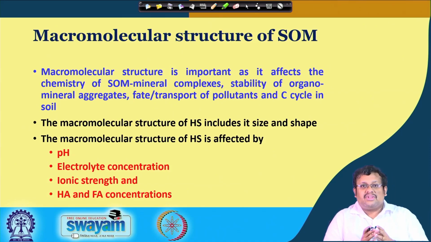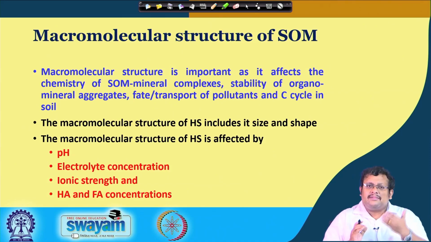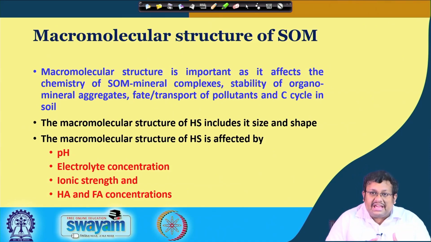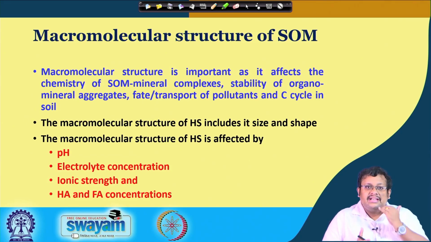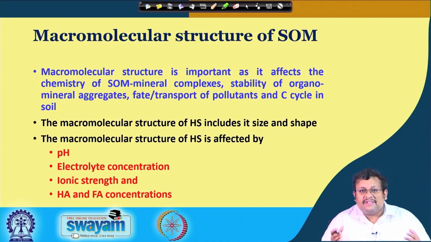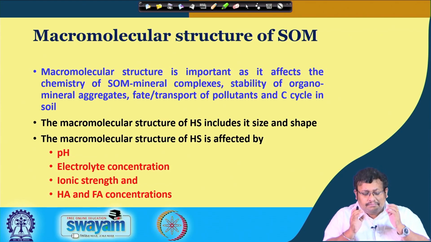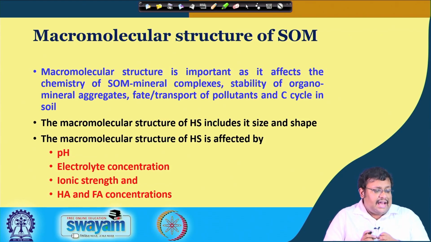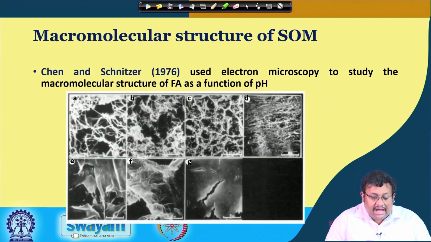The macromolecular structure which we are going to discuss is basically affected by several parameters. First of all is pH, second is electrolyte concentration, third is ionic strength, and fourth is humic acid and fulvic acid concentration. We will see how by changing these 4 different factors we can see different types of macromolecular structure. Sometimes we will see some fibrous structures, sometimes some round structures and cluster structures. So, let us see how they look.